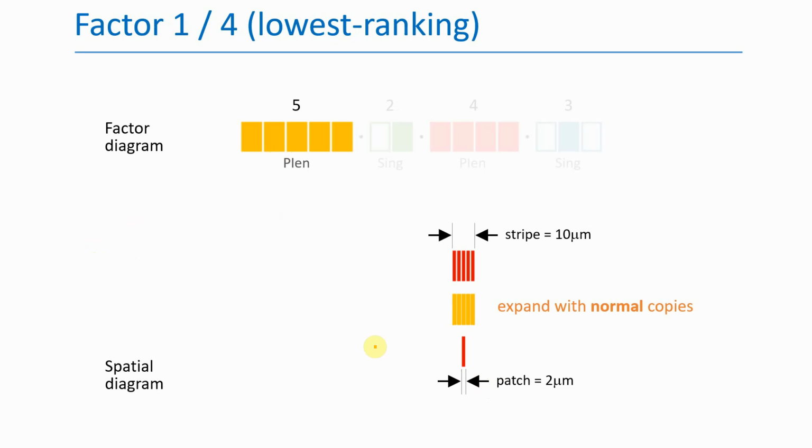Every factor expands a smaller feature into a larger feature. The factor size is the multiple that we expand by. So here we expand the patch 5-fold. The pattern type tells us how to expand. If it's a plenary factor, like in this case, we expand by adding normal copies. This gives us 5 bright patches in a row, which is the stripe.